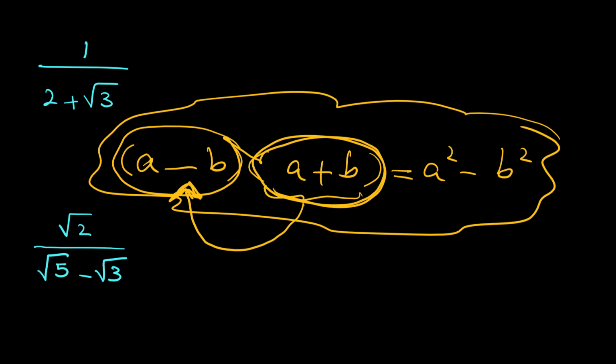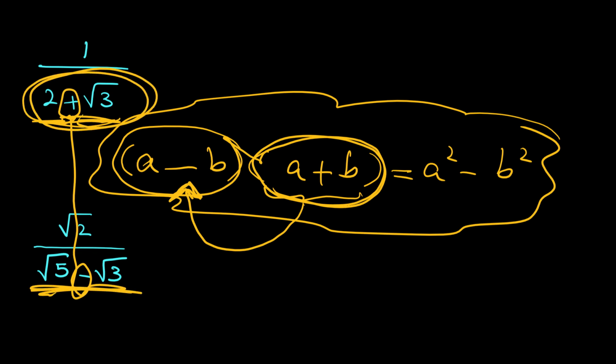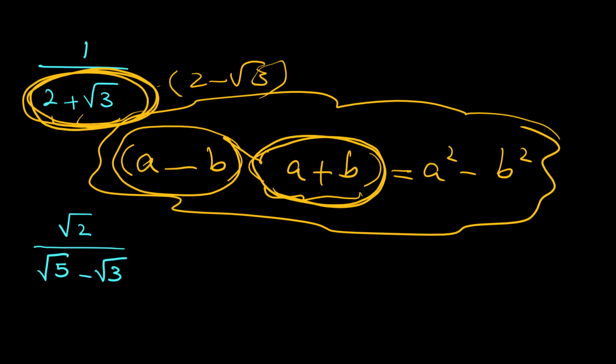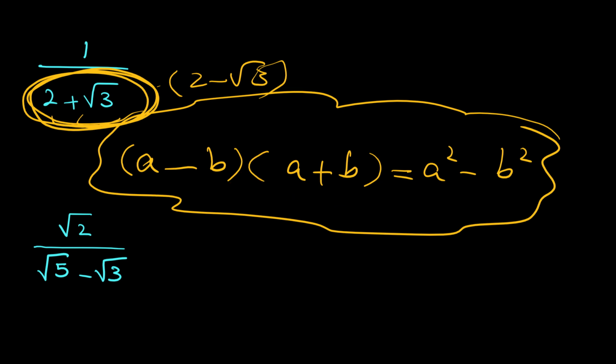A plus b is the conjugate of a minus b, and a minus b is the conjugate of a plus b. So whenever we have two terms added or subtracted from each other, we can find the conjugate of this expression. For example, what is the conjugate of 2 plus radical 3? 2 minus radical 3. What is the conjugate of radical 5 minus radical 3? Its conjugate is radical 5 plus radical 3. So whenever we say in math conjugate of an expression, conjugate means the same expression but with the opposite sign between the terms. So this is the story of the conjugate.